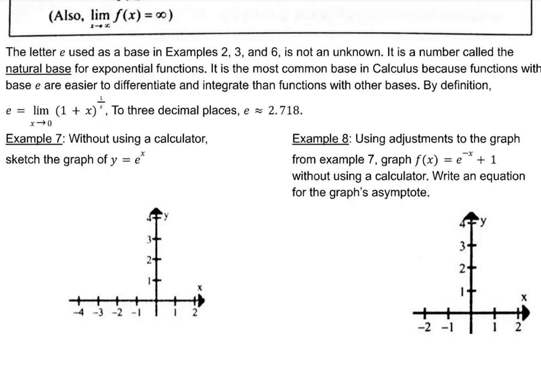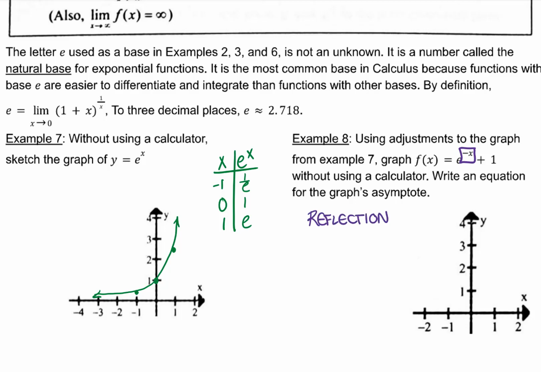Without using a calculator, sketch the graph of e to the x. e to the x was already in our previous example. And now using adjustments to the graph for example 7, graph f of x equals e to the negative x plus 1 without using a calculator. Write an equation for the graph's asymptote. e to the negative x means a reflection in the y-axis. Adding 1 to the end of the function means a vertical shift up 1.